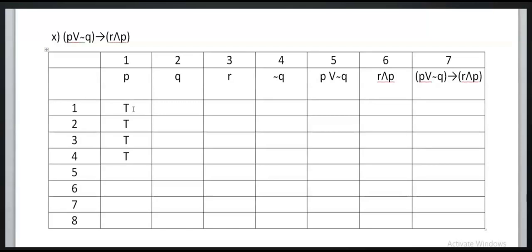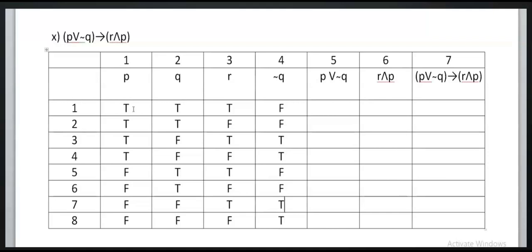Now write down 4T, 4F. Next is double T, double F, double T, double F. What about R? R is TF, TF, TF. Now next is negation of Q. Negation of Q is FF, TT, then FF, then last is TT.